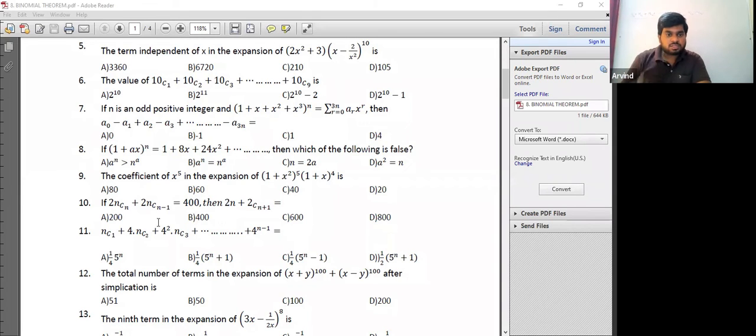Okay. So in the next question also, if n is an odd positive integer, 1 plus x square plus x cube whole to the power n, let me write the question. 1 plus x square plus x cube whole to the power n is given as summation r is equal to 0 to 3n ar x to the power r. Then what is the value of a naught minus a1? Okay, alternate.